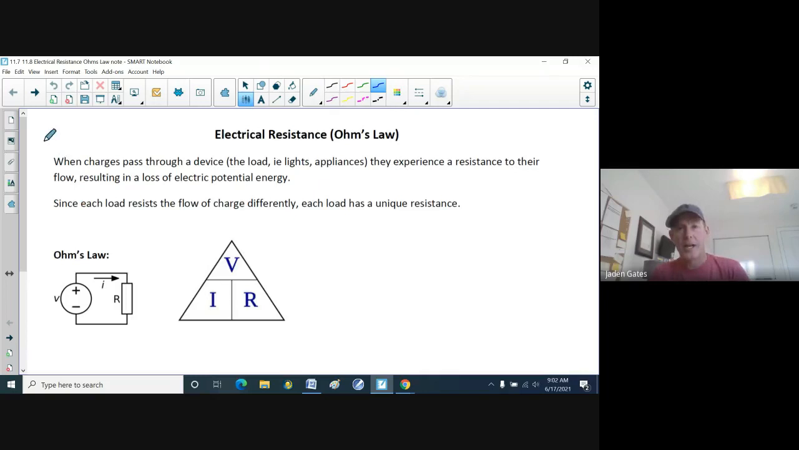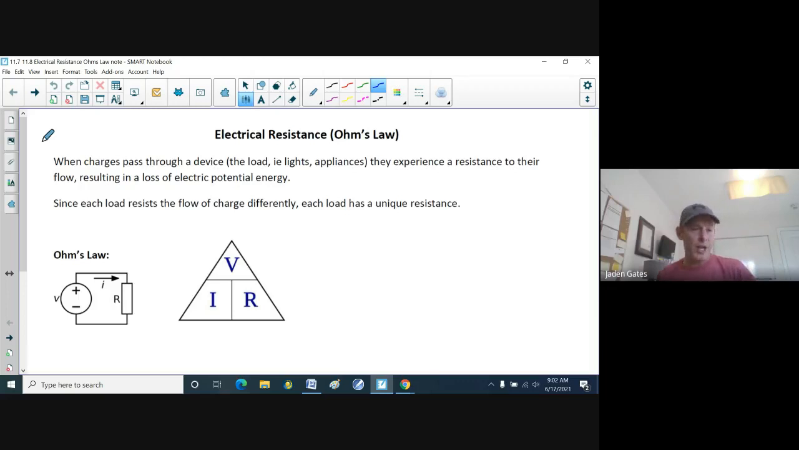Now, we're going to look at a third value today. We're going to do some calculations, and then we're going to include this into our circuit diagrams. It's called electrical resistance, and we're going to look at Ohm's law. When charges pass through a device, the load as they call it, or the lights, appliances, they experience a resistance to their flow, resulting in a loss of electric potential energy. Since each load resists the flow of charge differently, each load has a unique resistance.